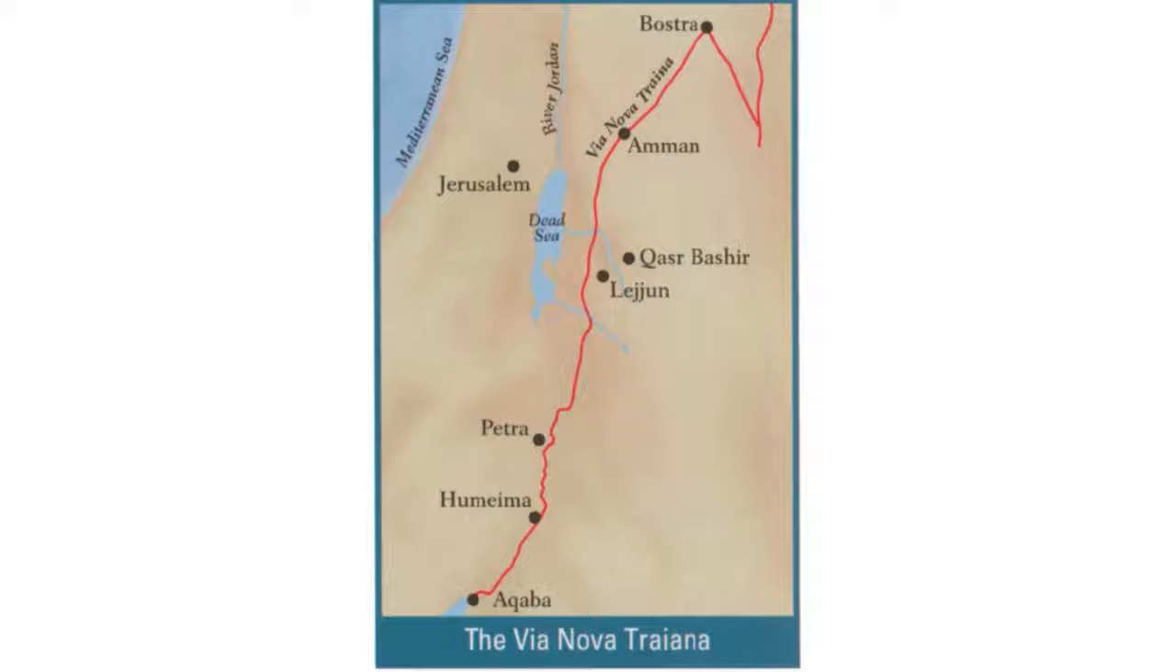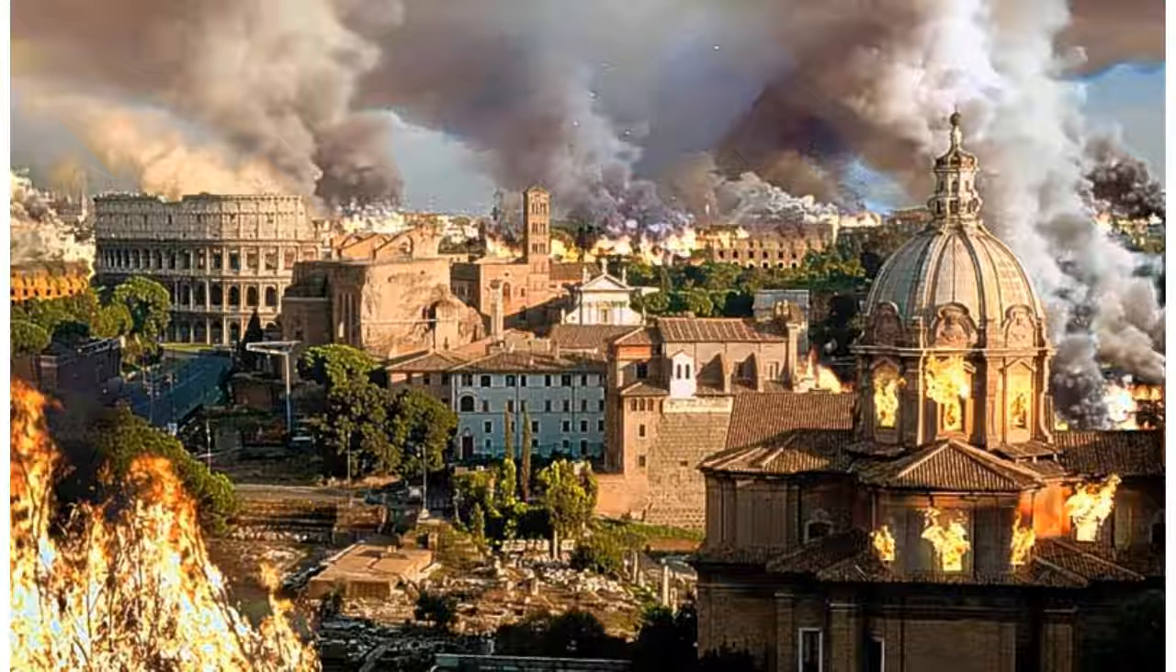Qasr Bashir and El Lehun housed many soldiers and served as good defense for the empire. However, not quite good enough. A combination of barbarian invasions and many other breakdowns eventually led to the fall of the Western Roman Empire.